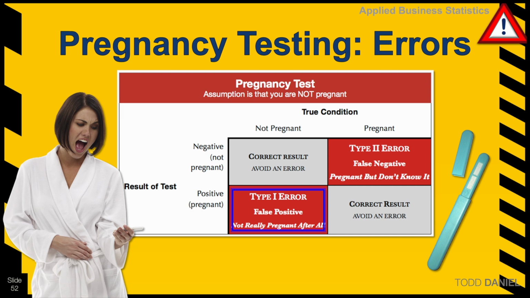One would be if you were not pregnant, but the test said that you were pregnant, that's a false positive, saying something is true when it is not. On the other hand, if you are pregnant, you take this pregnancy test, and it reports negative, that's a type 2 error, a false negative. It missed an effect that was really there.